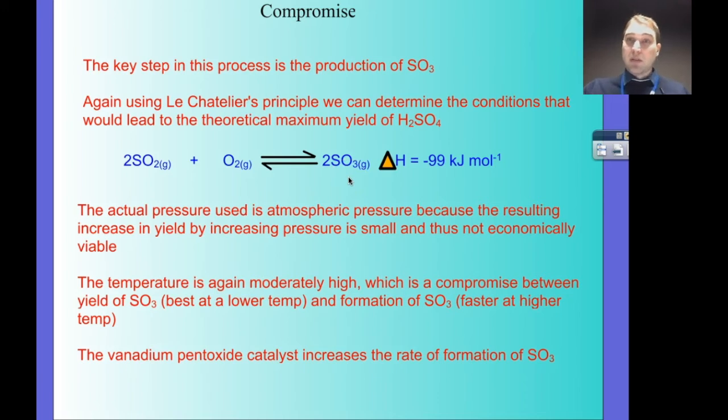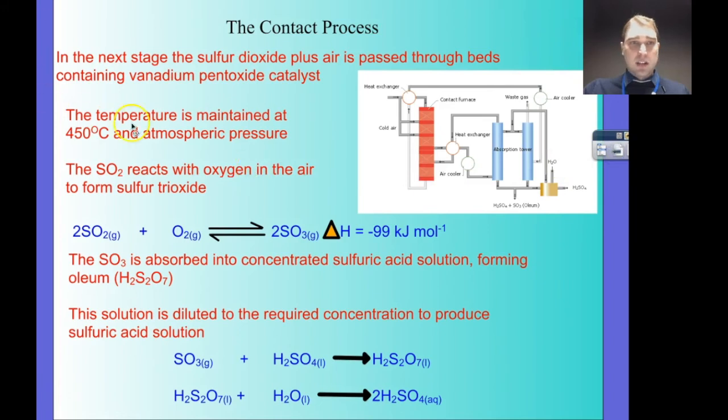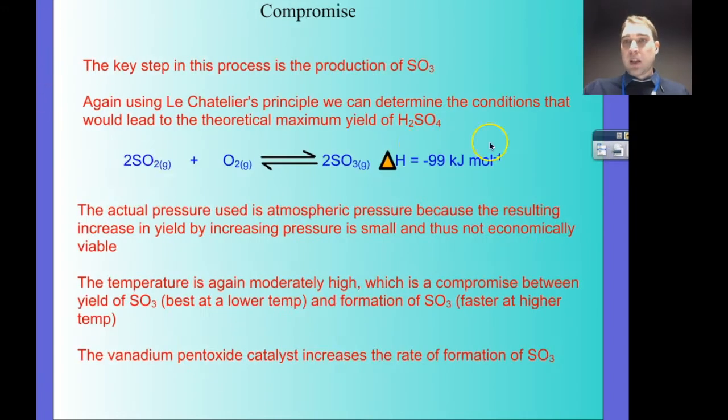But again, if we look at what happens in industry, they don't do that. The temperature they do this is about 400 degrees, which I think I had here, 450 degrees. And the pressure, they don't increase the pressure at all, they keep it at atmospheric pressure. And the reason for that is the gain in yield by increasing the pressure isn't matched by the cost of producing a high pressure system to produce more sulfur trioxide.